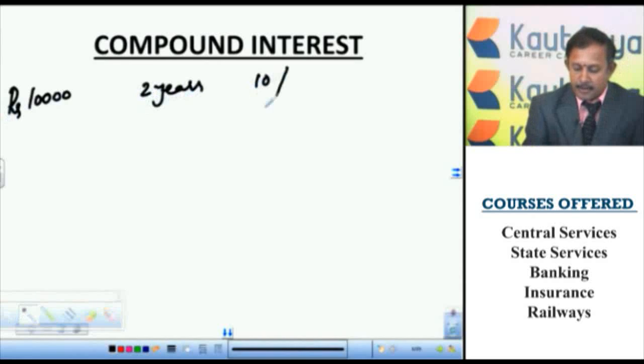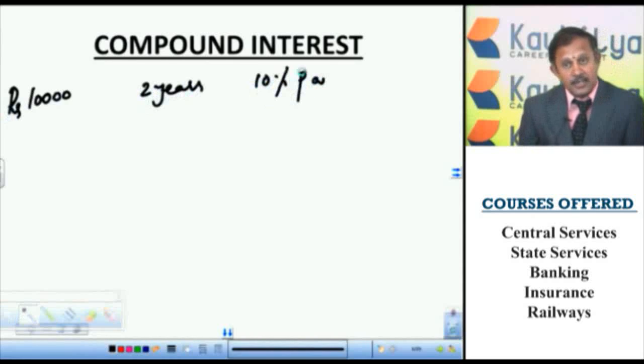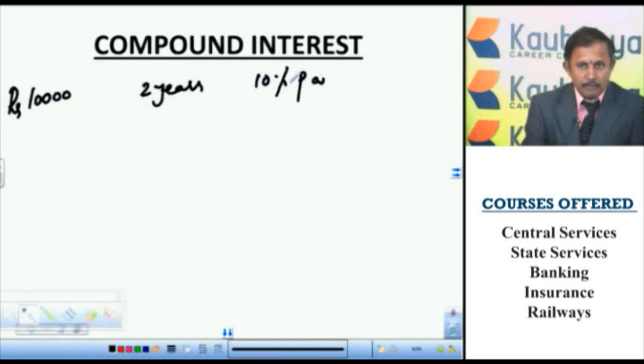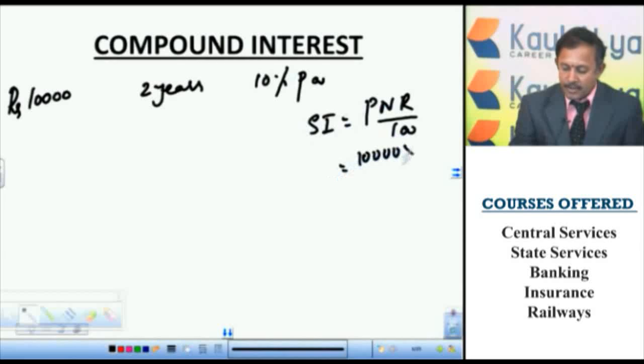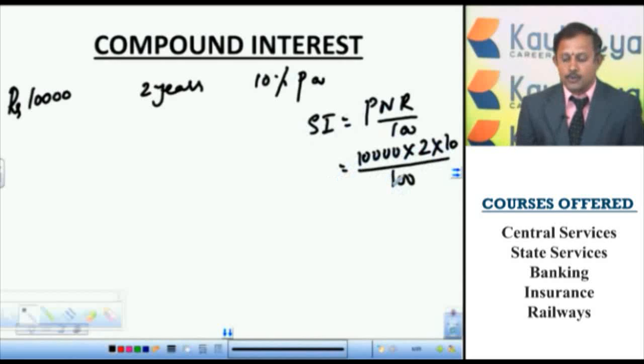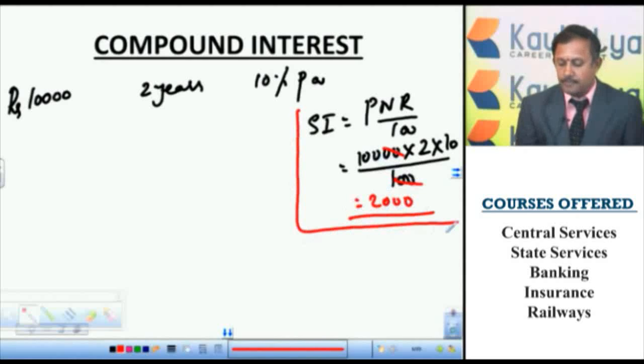Suppose 10,000 rupees is lent for a period of 2 years at the rate of 10% per annum. As we discussed in the previous topic, simple interest, the formula for simple interest is PNR by 100. Here the principal is 10,000, the number of years is 2, and the rate of interest is 10. If you apply the formula PNR by 100, we get 2,000 rupees as simple interest at the end of 2 years.